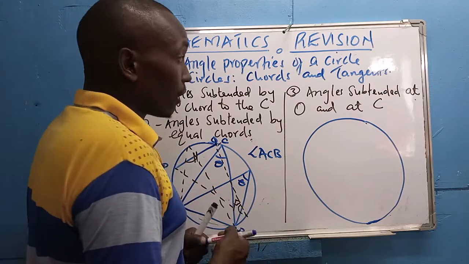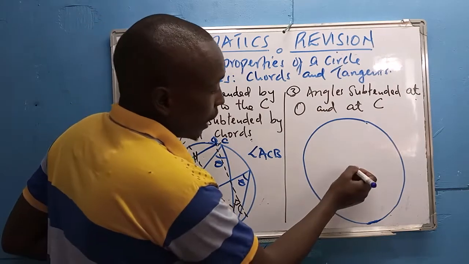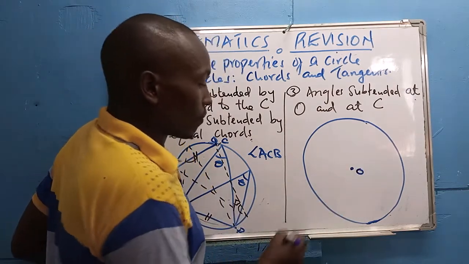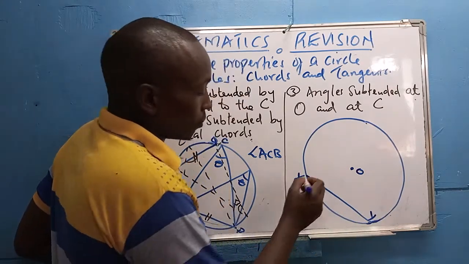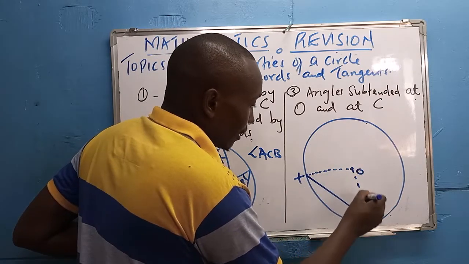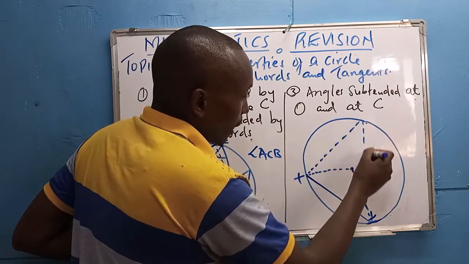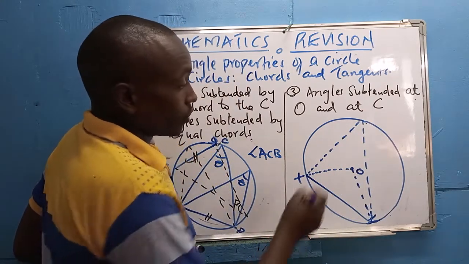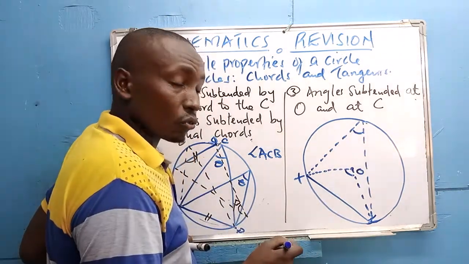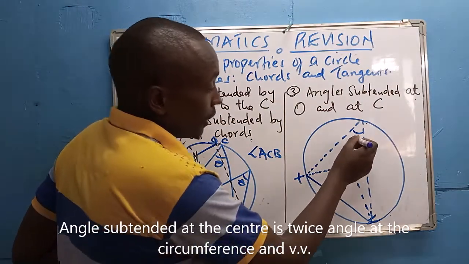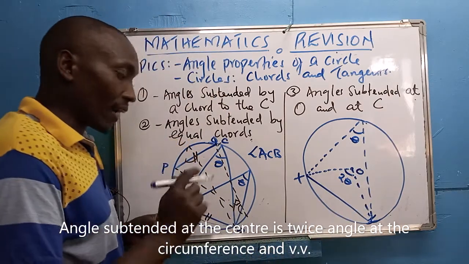If I have an angle subtended at the center and an angle subtended at the circumference, assuming that is the center of the circle, and I have a chord XY. The chord XY can subtend an angle at the center, and it can as well subtend another angle at the circumference. So what is the connection between these two angles? My student, you should know, if this is theta, this is 2 theta. That's a property you should master.